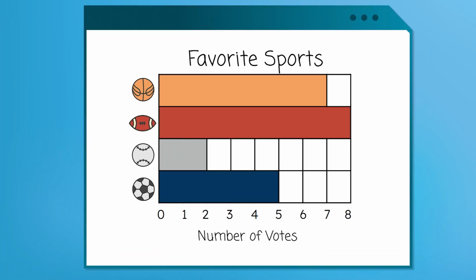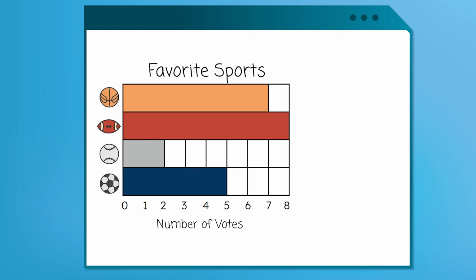The first question our quest asks is how many more people like football than baseball? Which numbers will we need to figure this out? If we follow the top of the football bar down to the numbers on the bottom, we can see it is lined up with the 8. So 8 people voted for football. What about baseball? It lines up with the 2. Do we need to add or subtract these numbers? We will subtract to find the difference between the two. 8 minus 2 equals 6. So 6 more people voted for football than baseball.